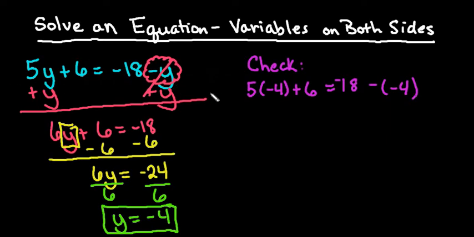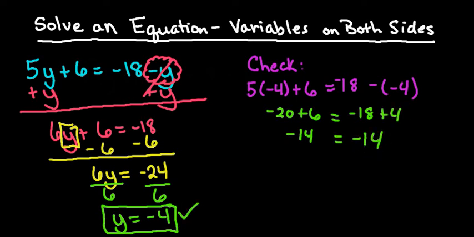our values, 5 times negative 4 would be negative 20. And negative 20 plus 6 would give me negative 14 on the left. Then if I check the other side, I would have negative 18 plus 4, which is also negative 14, so we can see that this truly does work.